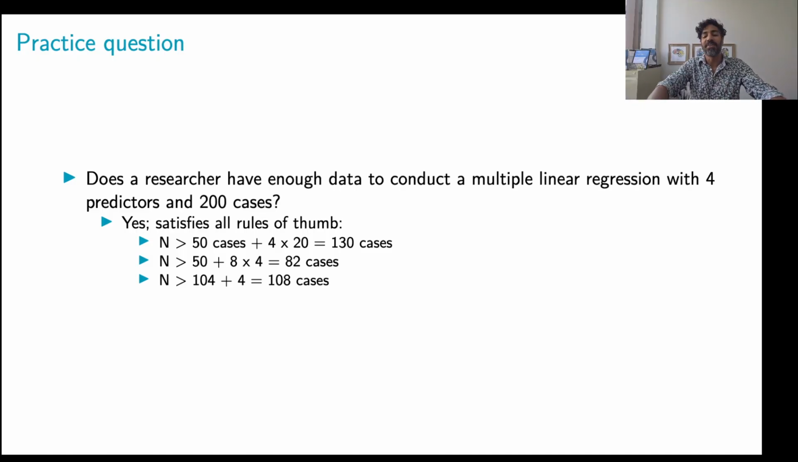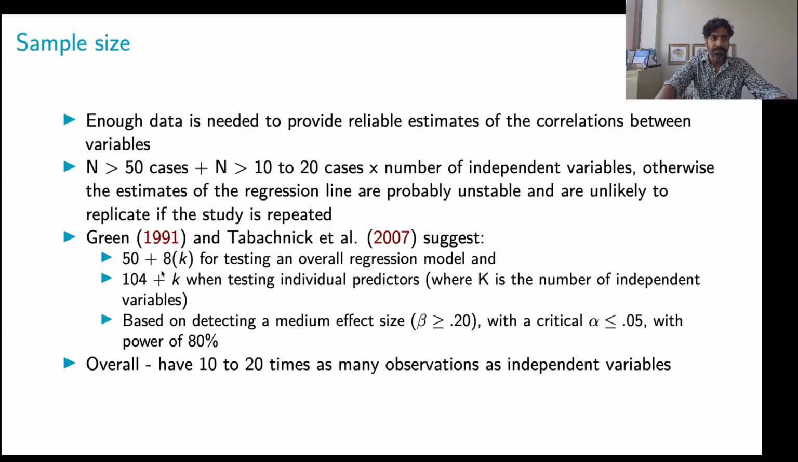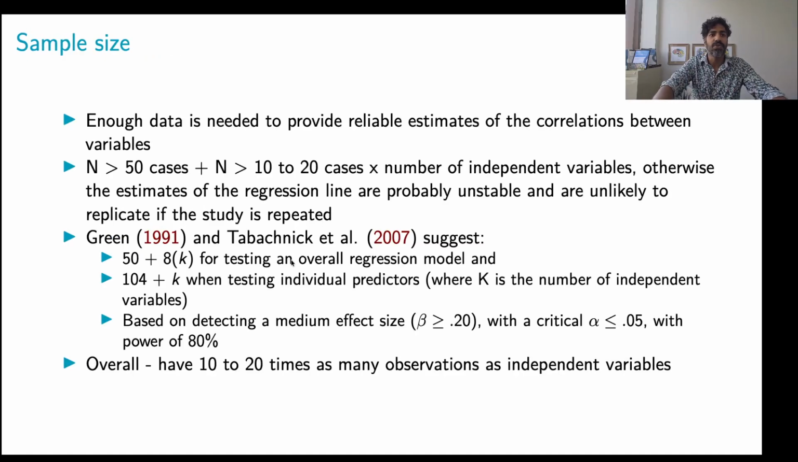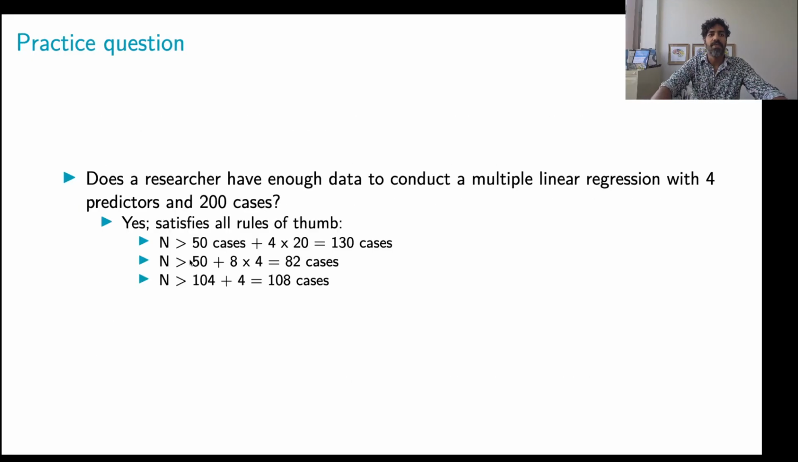So yes, because based on what we saw here, we have n greater than 50 cases, plus 4 times 20, right? Because there are 4 variables, so that's 130 cases. The second example here was n greater than 50 plus 8 times 4 cases, which is 82 cases, because it's this 50 plus 8 times k. And then in this example, n is greater than 104 plus the number of independent variables you have, which is 108 cases.